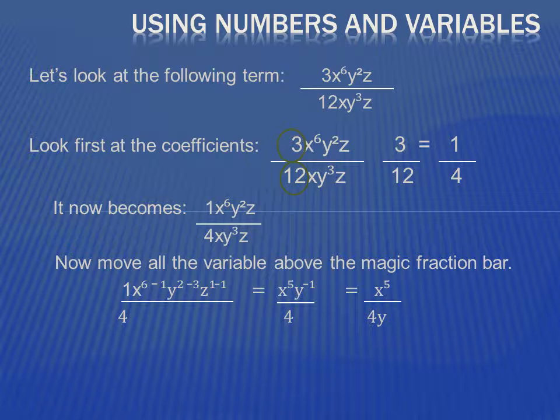So what's left is x to the 5th, y to the negative 1 over 4. But we want it written without negative exponents. So we're going to have to move that y under the magic fraction bar. And we don't need to put it as a power of 1 when we do because it's implied. So that leaves us with x to the 5th over 4y. Repeat this if you need to look at it a few times to fully understand it. You can stop it and look at the slides as you go.